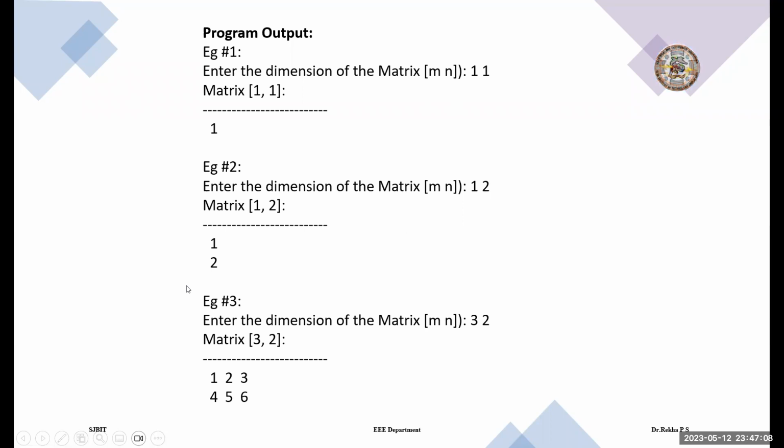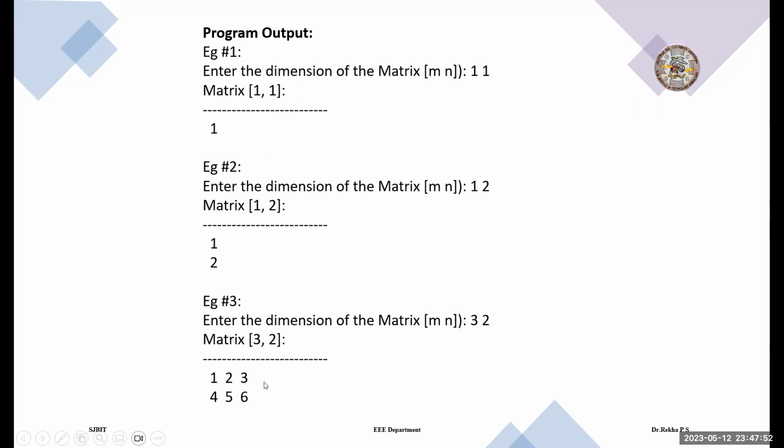How exactly does the output of the program look? Suppose I have entered the dimension of the matrix as 1, 1. It should be displayed on the screen like this. So matrix 1, 1 will print, it will put a line and print 1 by 1, that's 1. Suppose I have entered the dimension of the matrix as 1, 2. It will print like this, meaning 1 column, 2 rows.